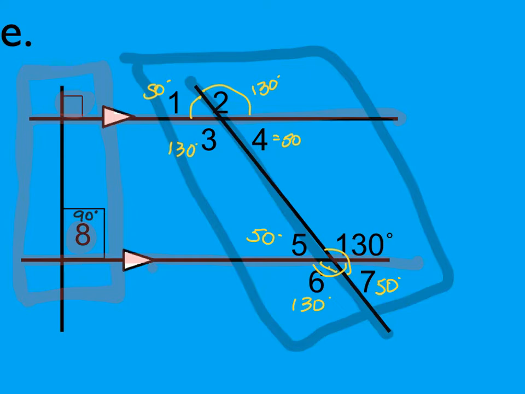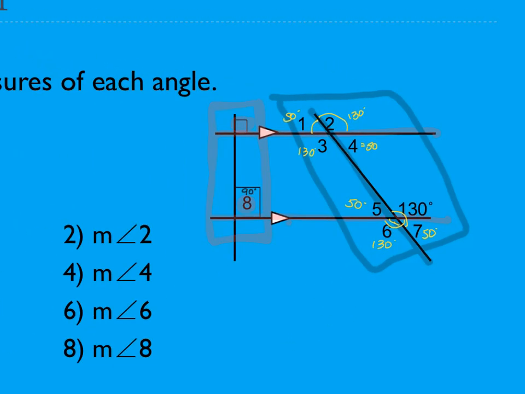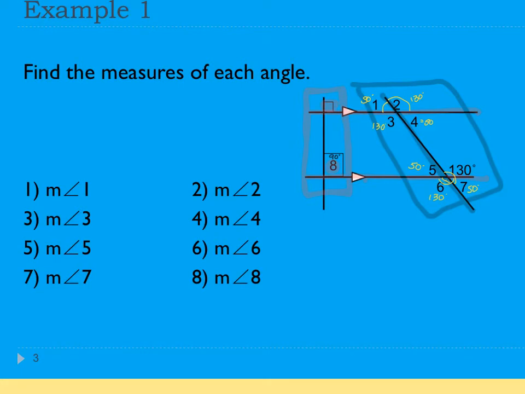Angle 1 is 50 degrees. Angle 2 is 130 degrees. Angle 3 is 130 degrees. Angle 4, 50 degrees. Angle 5, 50 degrees. Angle 6, 130. Angle 7, 50. And angle 8, 90 degrees.